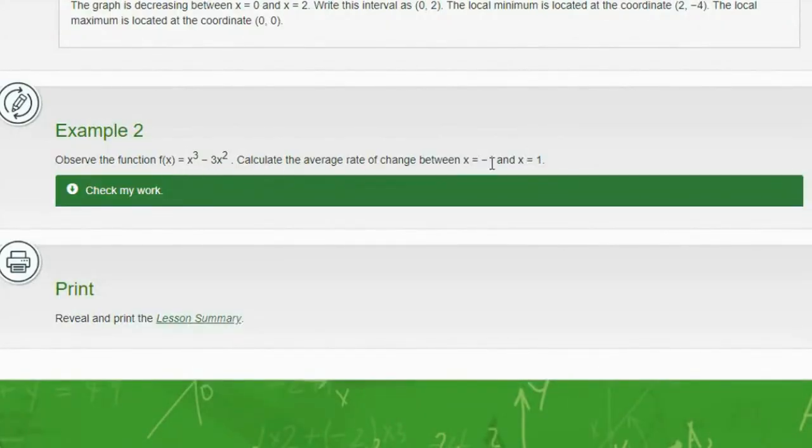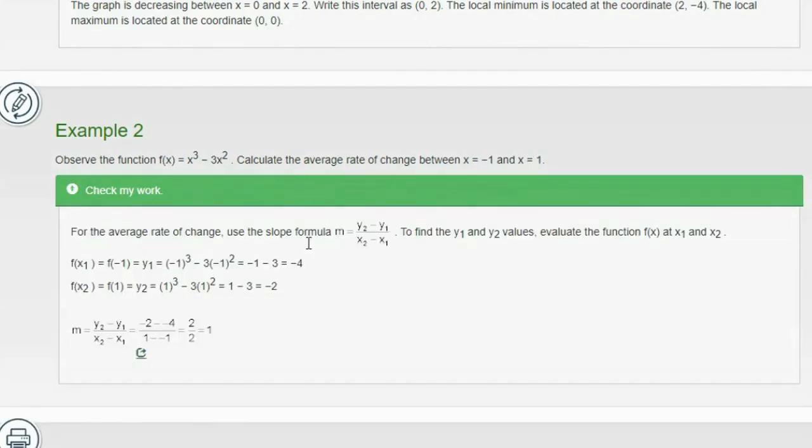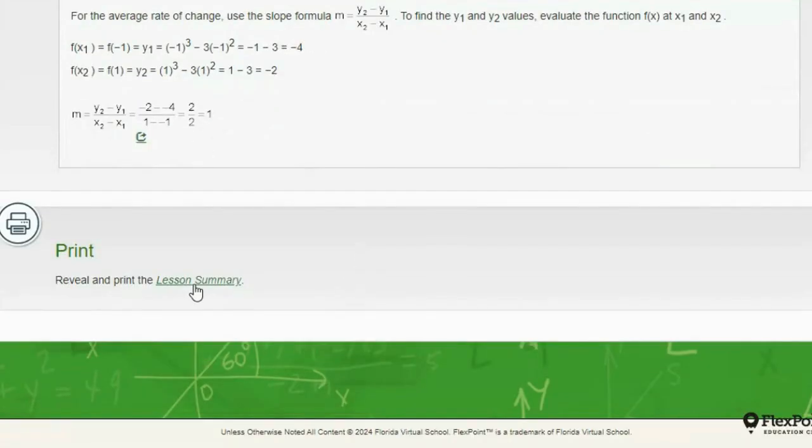Calculate the average rate of change. This one, you just have to substitute them in there. Substitute negative 1, substitute 1, and that'll get you your y values. And then you can use the slope formula, y2 minus y1. Or you could graph that. Lesson summary. Whew, we made it to the end.